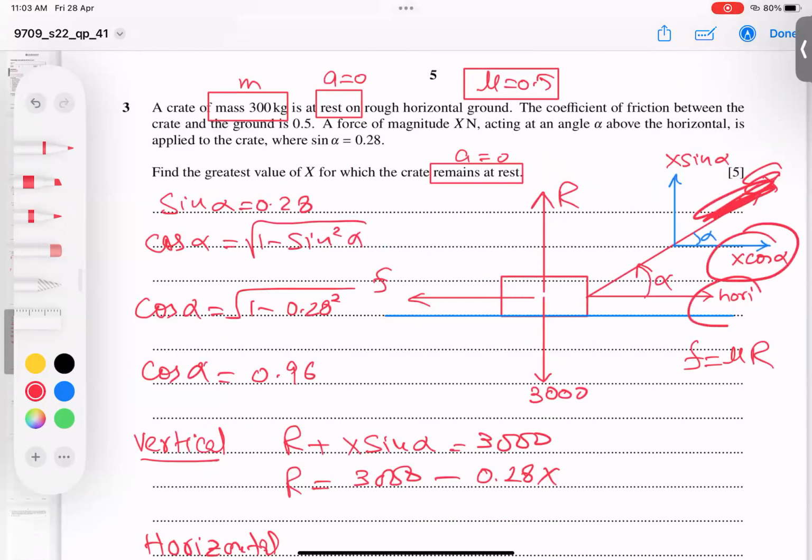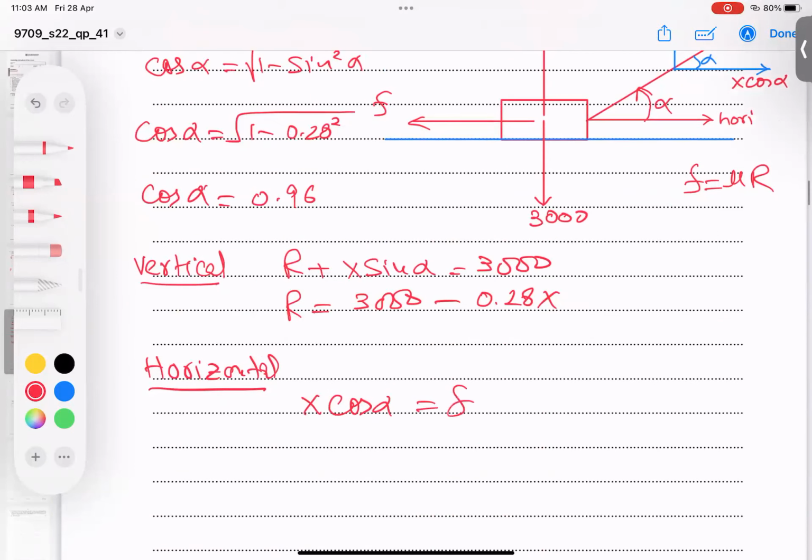So this is rightward. This is just rightward horizontal I wrote. So it means this and this balanced. So x cos alpha equals to friction. And x cos alpha value is 0.96.